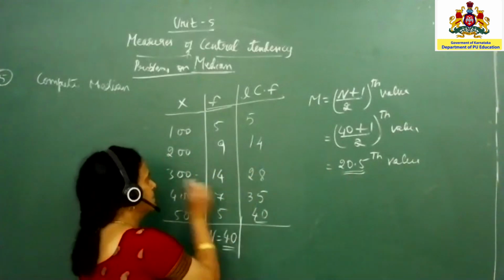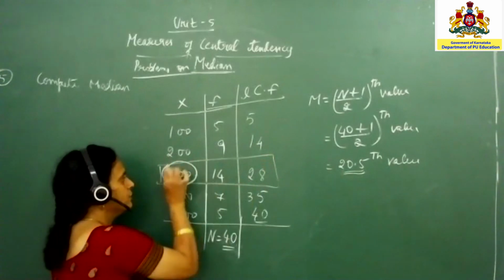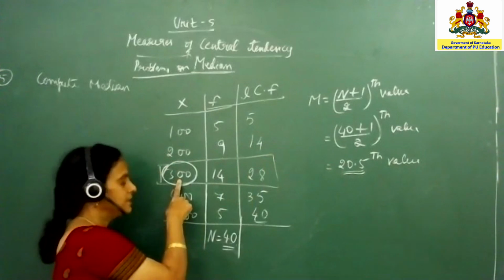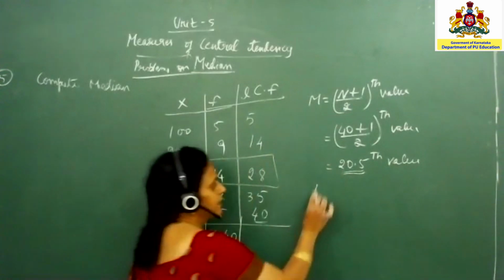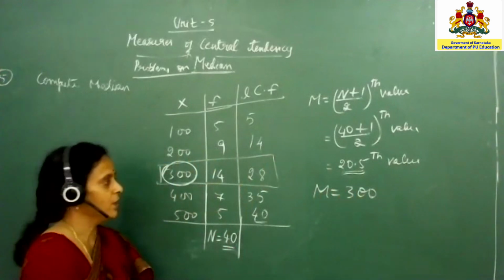So this becomes our median class, and corresponding to that, I just go to the first column, the x value. So what is the x value here? 300. So the median answer will be 300. This is the way you have to carry on.